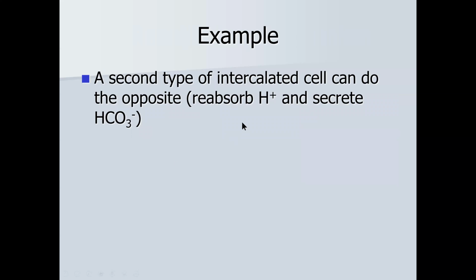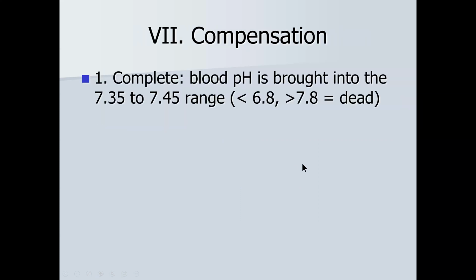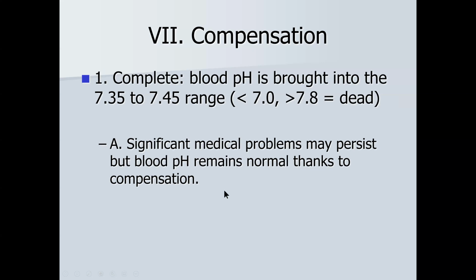In this one, we're going to reabsorb the hydrogen and secrete the bicarbonate ion. Okay. Blood pH is brought to the 7.35. Remember this 7.35, 7.45 range. Less than 6.8 or greater than 7.8, you're dead. Okay. Significant medical problems may persist, but blood pH remains normal thanks to compensation. We're able to compensate based on some of these mechanisms that we have.